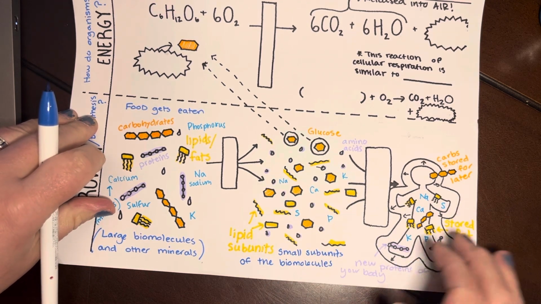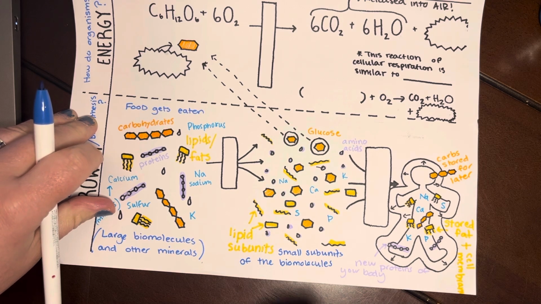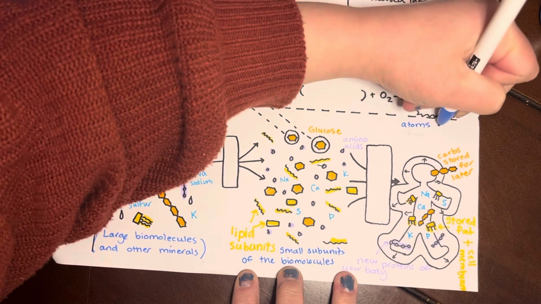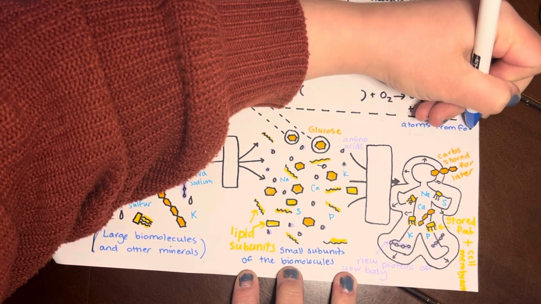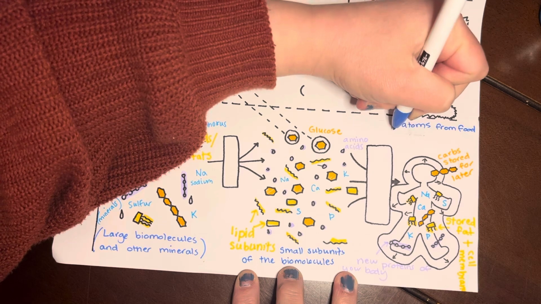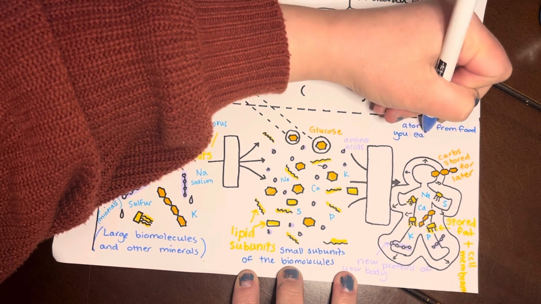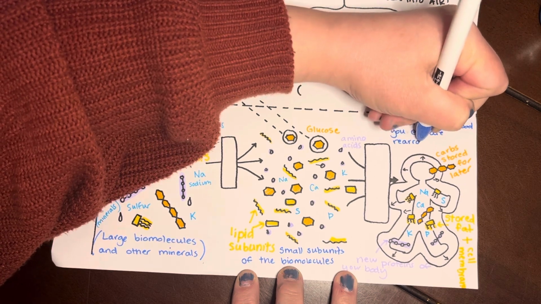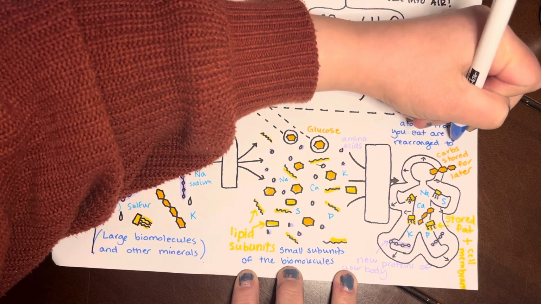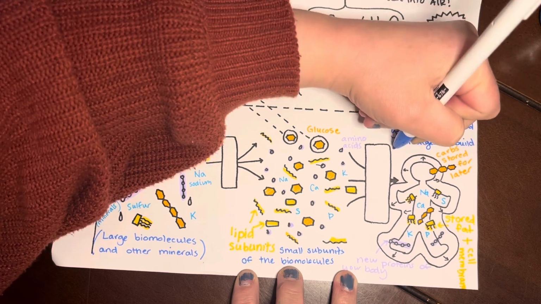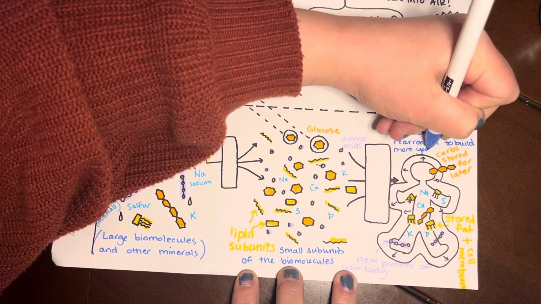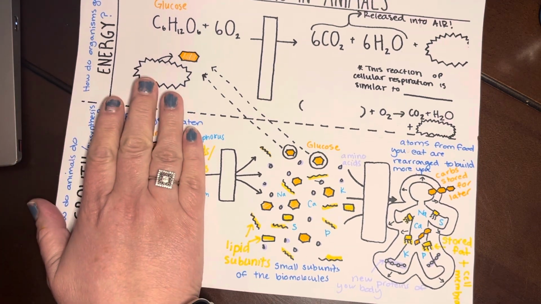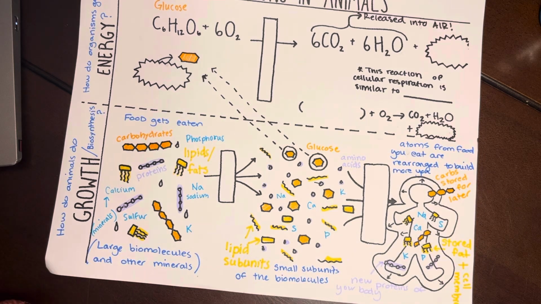So atoms from food you eat are rearranged to build more you. And that is how you're going to grow. If you stop putting in food, you're not going to be able to grow, repair, fix things, anything like that.